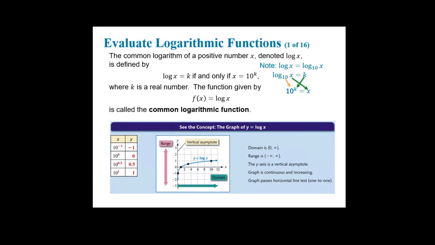We do have a vertical asymptote at the y-axis. Our graph is continuous. I can draw it without picking my pencil up, and it's increasing.